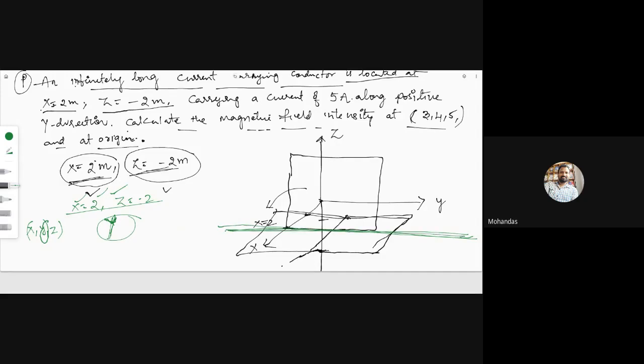This line is carrying how much current here? 5 ampere current. And in which direction? It is carrying the current in the positive y direction. Suppose I give the location of this infinite conductor as y equal to 5 meters and z equal to 3 meters.